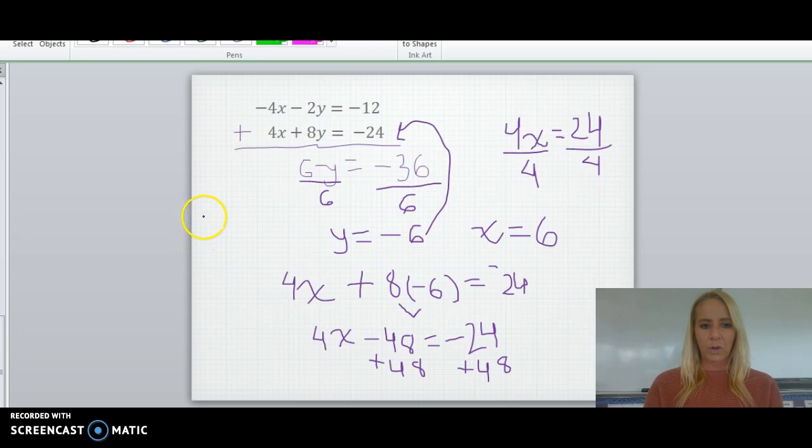So my final answer, written as an ordered pair, is x comma y. So my final answer is 6 comma negative 6. So again, I'm going to add my two equations together so that one variable cancels out. In our first step, we solved for y, which is negative 6. Then I went back in and plugged in my y to find x. And we used our rules of multiplication to solve for x. So the ordered pair that satisfies both equations is positive 6, negative 6.